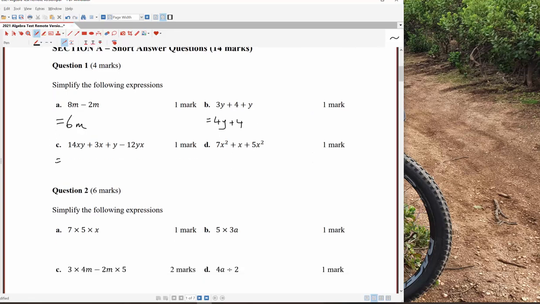Okay, this question here. So what we'll do with this one is identify the like terms. So this term here is like with this one here. So another way of thinking about this is 14xy remove 12yx. All right, so that's going to give us 2xy, or yx if you'd like, plus 3x plus y. And because all three of those terms are unlike, we can't stick any of them together, so that's our best answer.